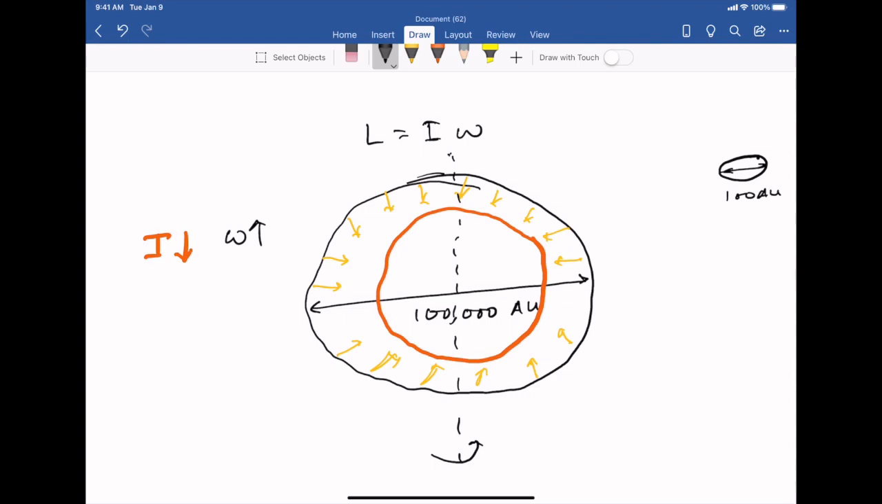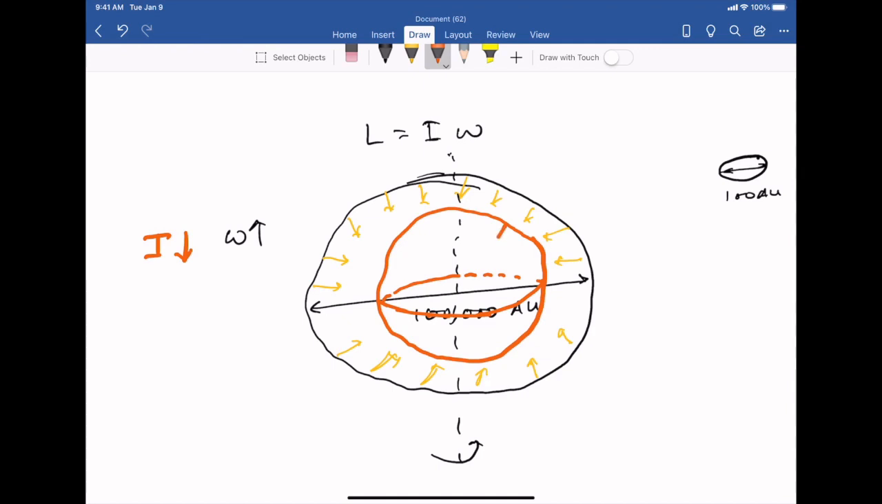And as I gets smaller, omega increases even more, so it's going to keep on spinning faster and faster. Now, there's another fascinating thing that happens with regard to the collapse of the cloud. It's easy for the cloud to collapse in every direction except along the plane of rotation. So if this is the plane of the equator of the cloud, the central part of the cloud, it can easily collapse in every direction except along the direction of rotation.